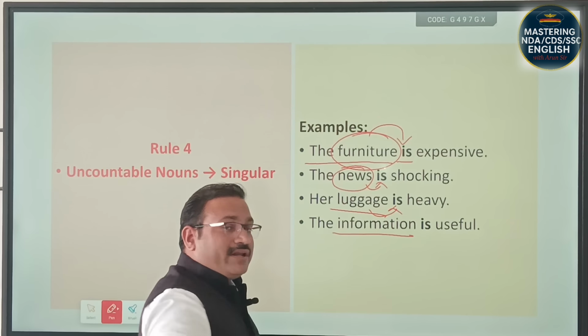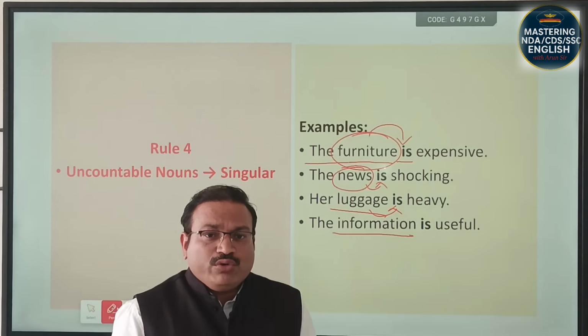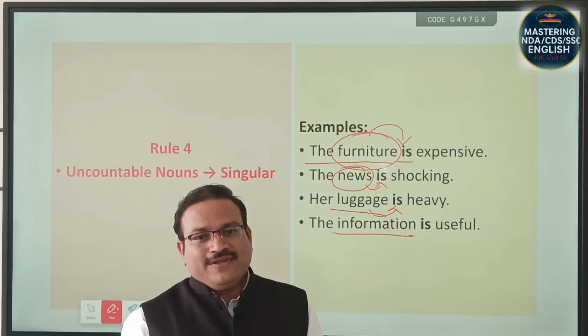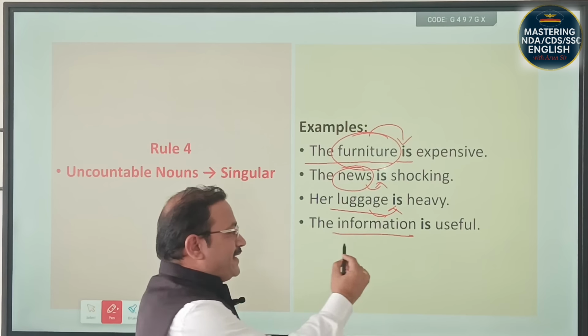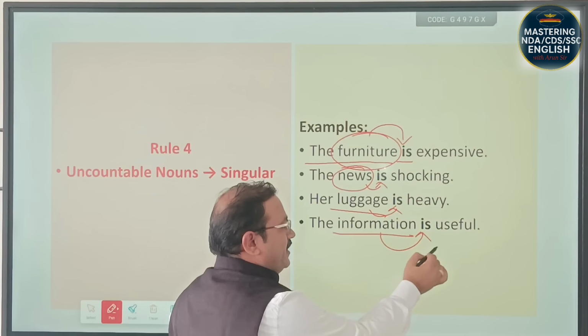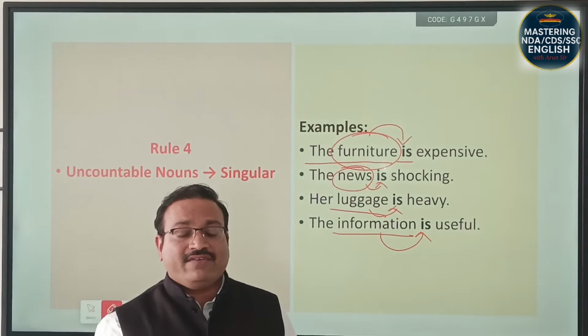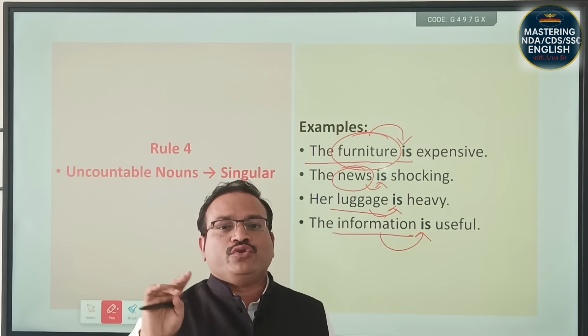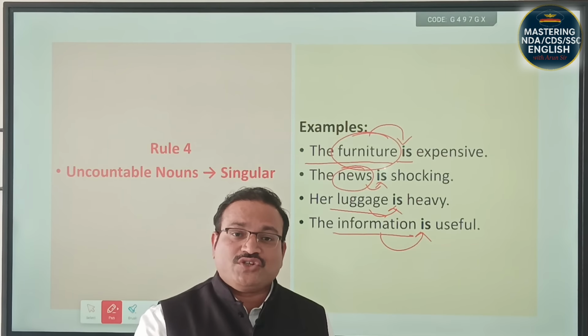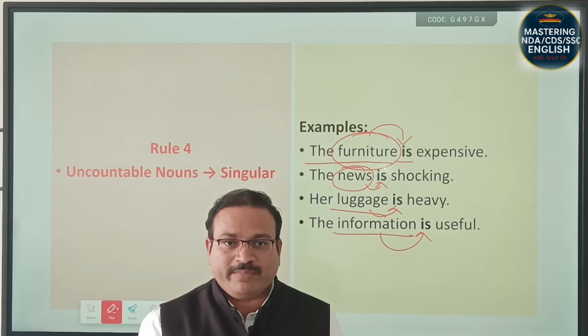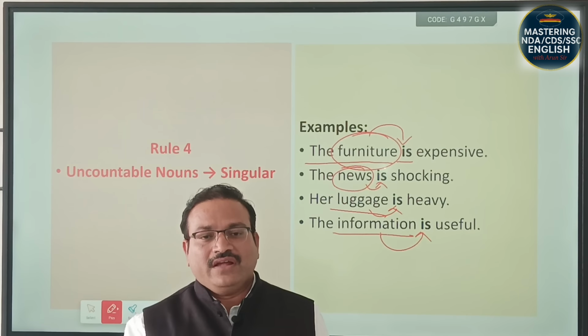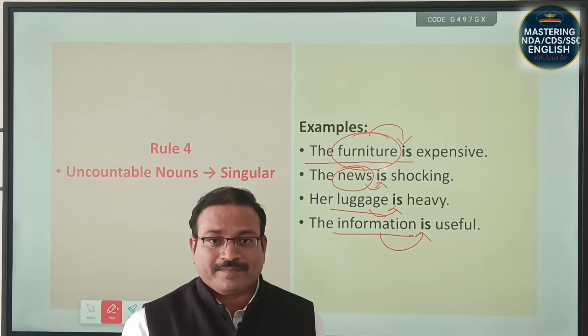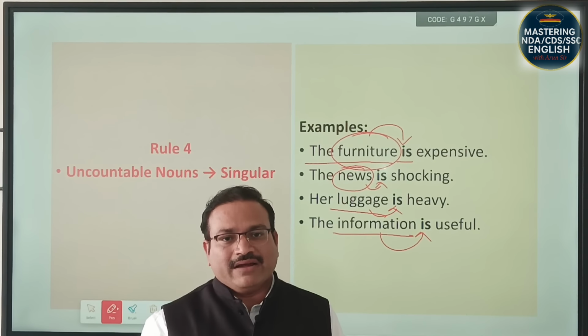Information, knowledge cannot be counted. Can you count knowledge? No. So uncountable, so it is singular, takes the singular verb is. You cannot say I have one information to give you. No, because information is uncountable, it cannot be counted. I have a news for you. No. Why? Because news is uncountable.